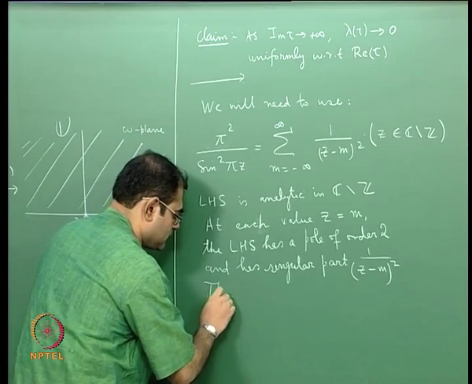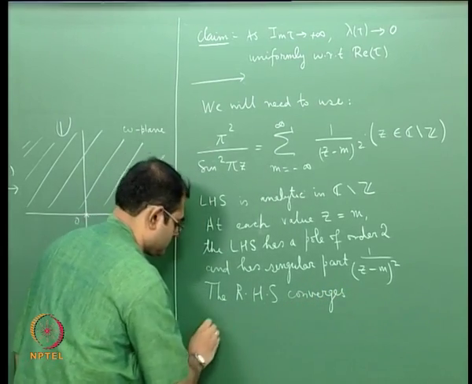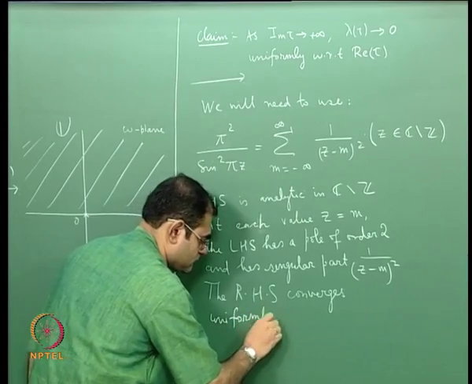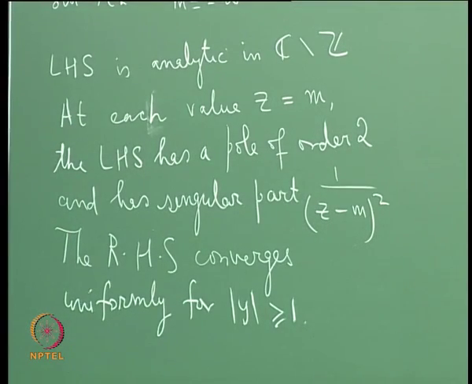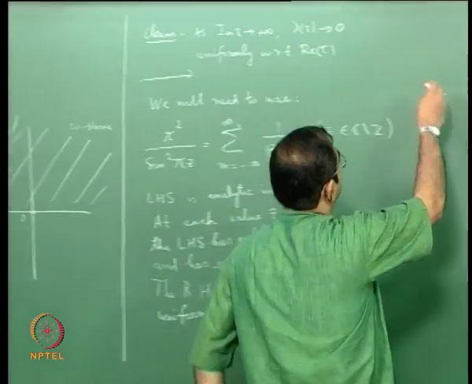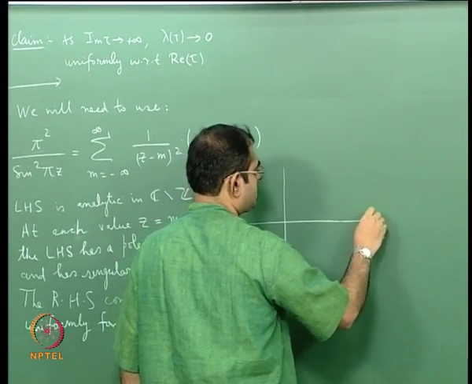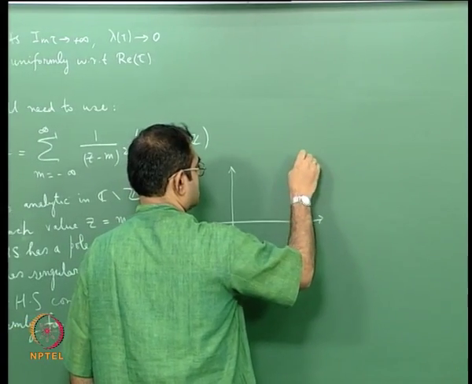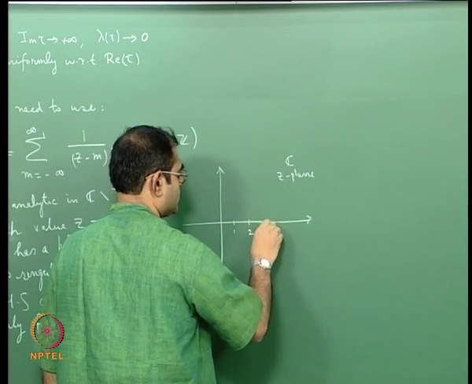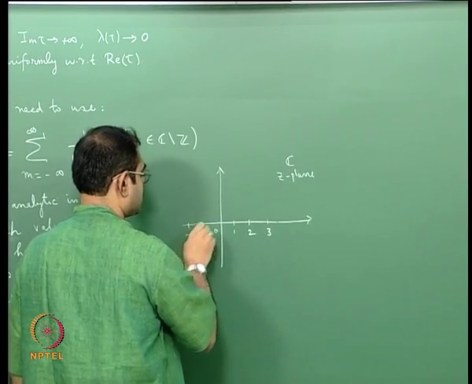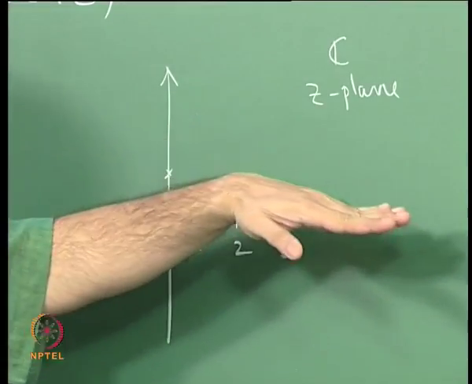So the RHS, the right hand side, converges uniformly for mod y greater than or equal to 1, let us say, okay. You see the point is, if I draw a diagram, the situation is like this. This is the complex plane, the Z plane, and I have all my integers here. See, mod y equal to 1 is going to be a line parallel to the x axis.